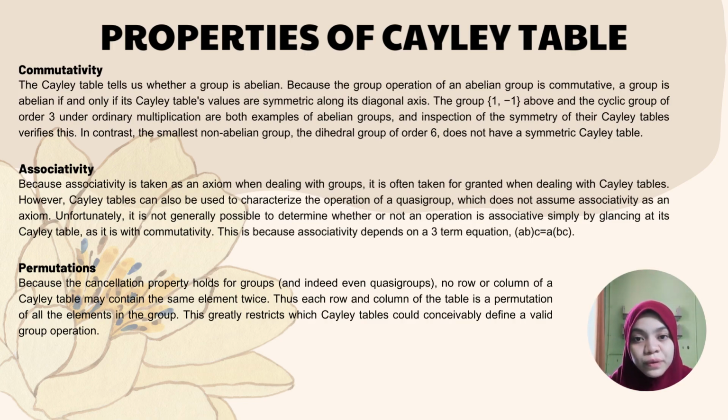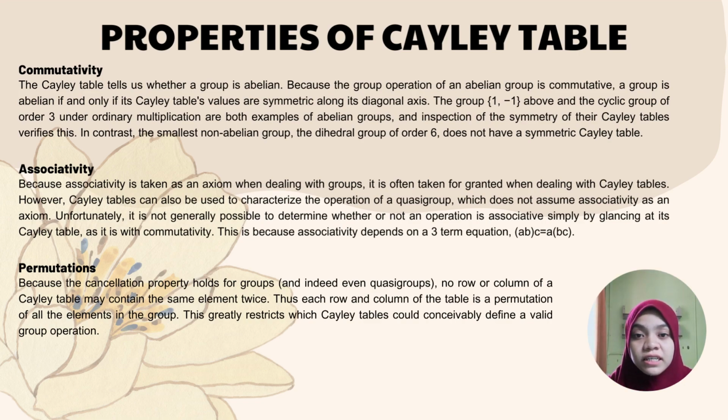To see why, if a row or column contained the same element more than once, then let A, X, and Y be elements of a group with X and Y distinct. Then in the row representing the element A, the column corresponding to X contains the product AX. Similarly, the column corresponding to Y contains the product AY. If the two products were equal, that is to say, the row contains the same element twice, our hypothesis is that AX equals AY.